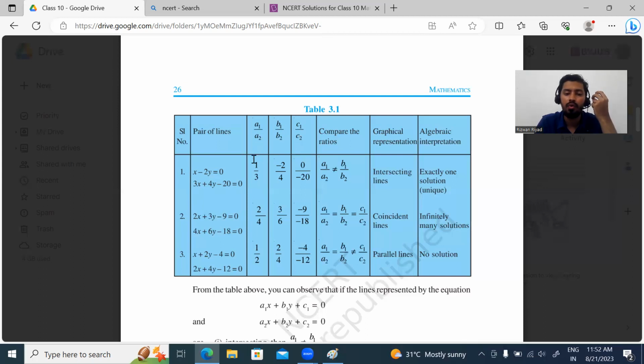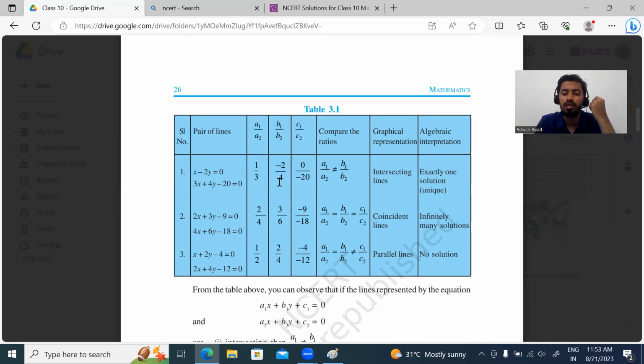A1 by A2 is 1 by 3. A1 is 1, A2 is 3. Similarly, B1 by B2 means -2 by 4, since B1 is -2 and B2 is 4. Similarly, C1 is 0, C2 is -20, so C1 by C2 means 0 by -20. Okay, so you can see all the ratios, A1 by A2, B1 by B2, and C1 by C2. Now compare the ratios.